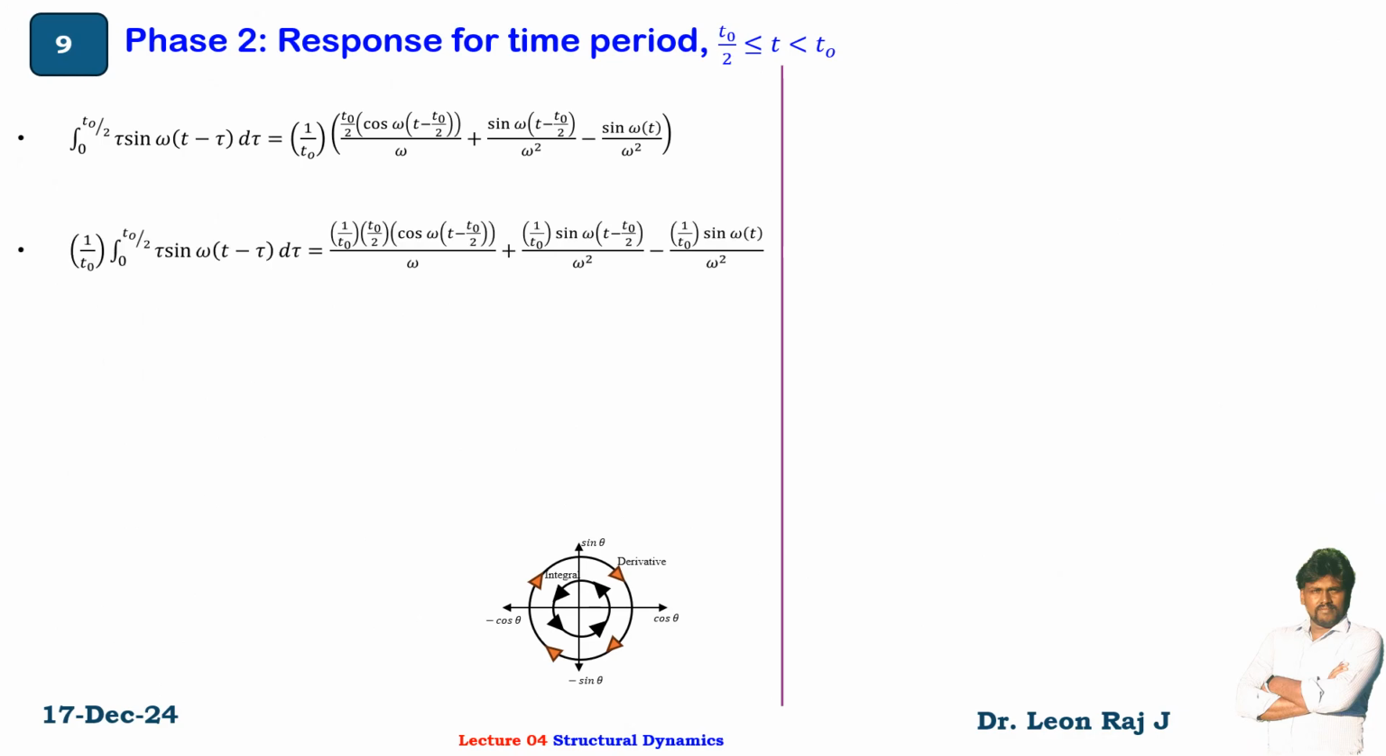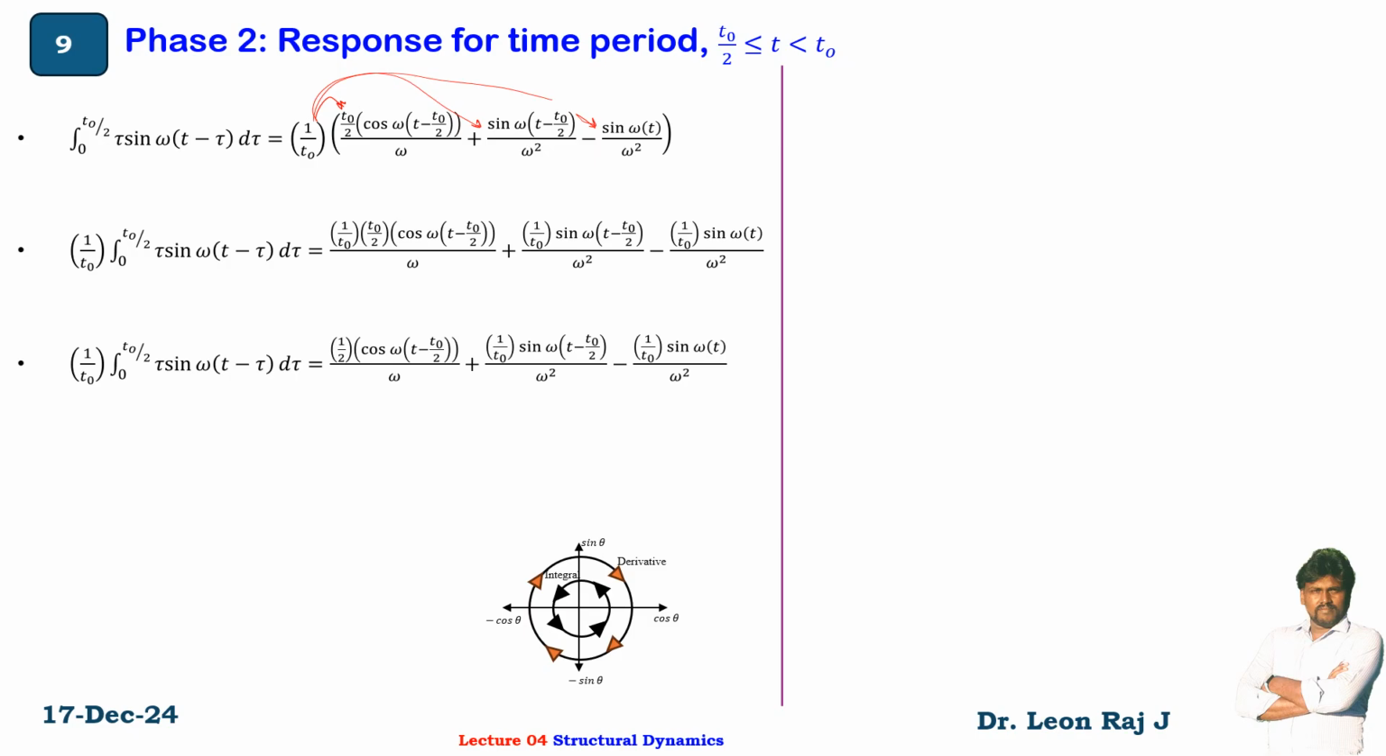You are familiar that 1 by t0 is multiplied inside at all the levels, so this is multiplied with the three terms here, here and here. It is multiplied inside just to keep omega square and omega square. So this t0 and t0 get cancelled. You will get 1 by 2 cos(omega t minus t0 by 2) divided by omega plus 1 by t0 sin(omega t minus t0 by 2) minus 1 by t0 sin(omega t) divided by omega square. Now this is your solution for integral 1 actually.